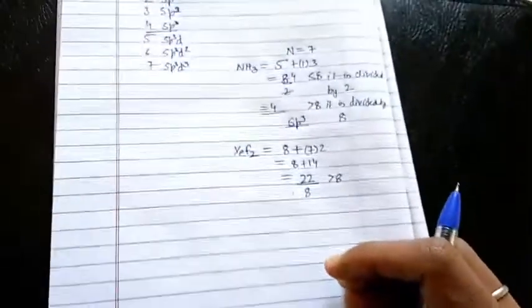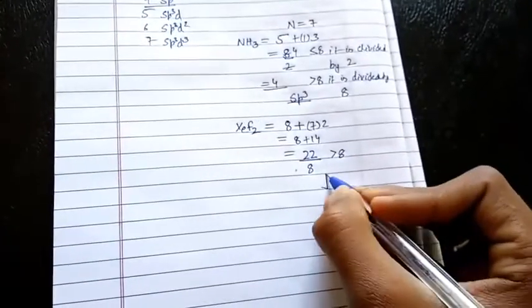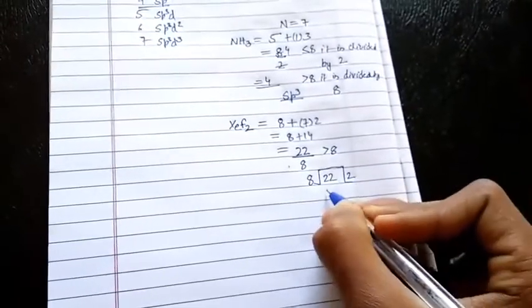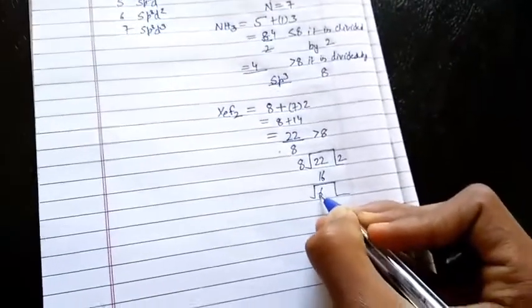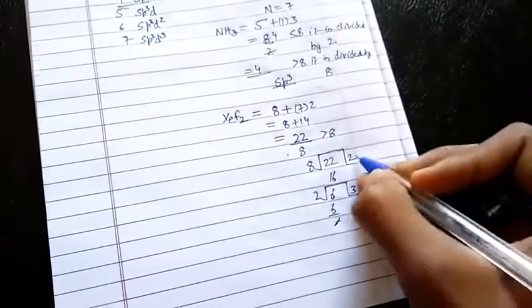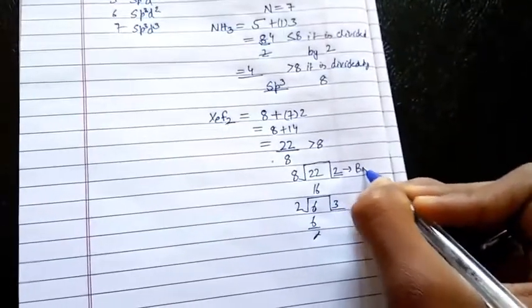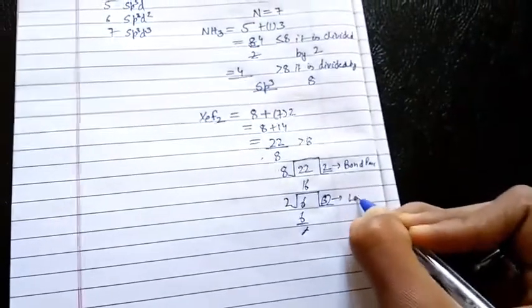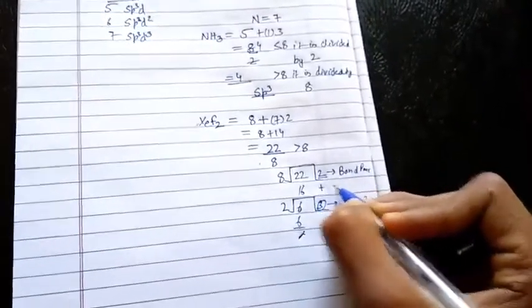And as you guys are able to see, it is not perfectly divided, so what we have to do after this is write it like this: 8 2s are 16, 6 is the remainder, and now we have to divide this 6 again by 2 because this is less than 8, so 2 3s are 6. And now you have to see that this 2 is bond pair and this 3 is lone pair, and if we sum these two it is equal to 5.